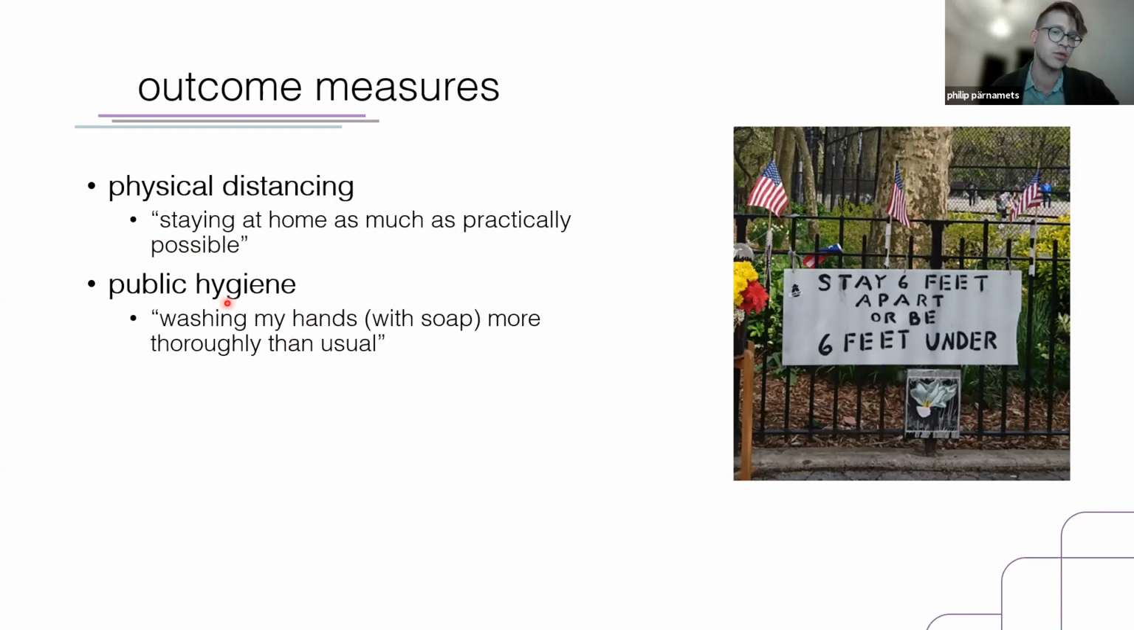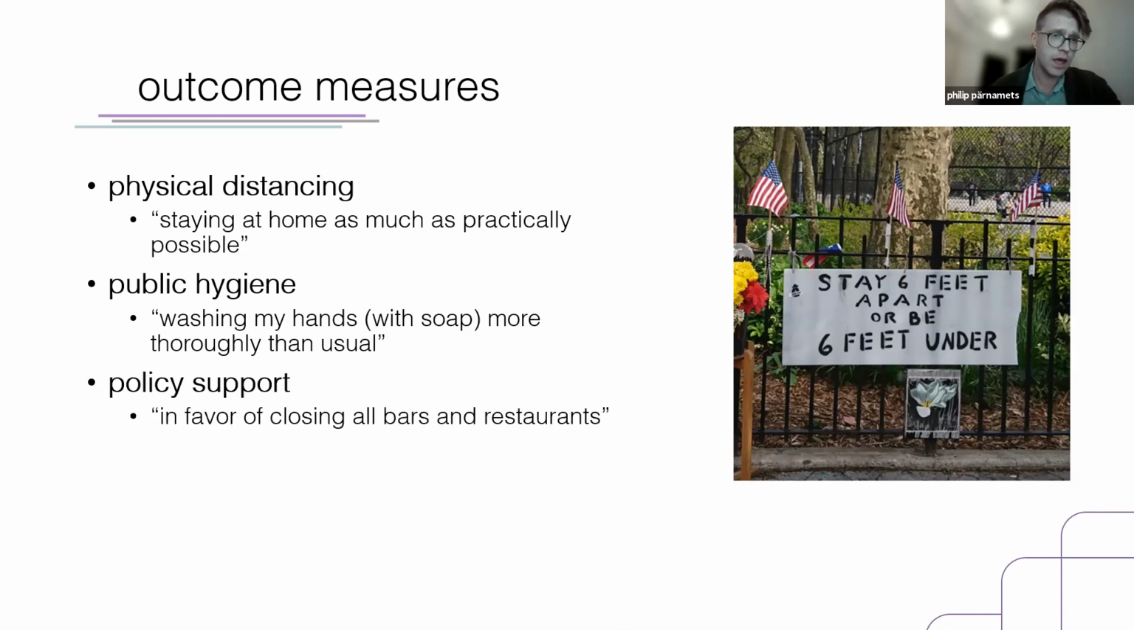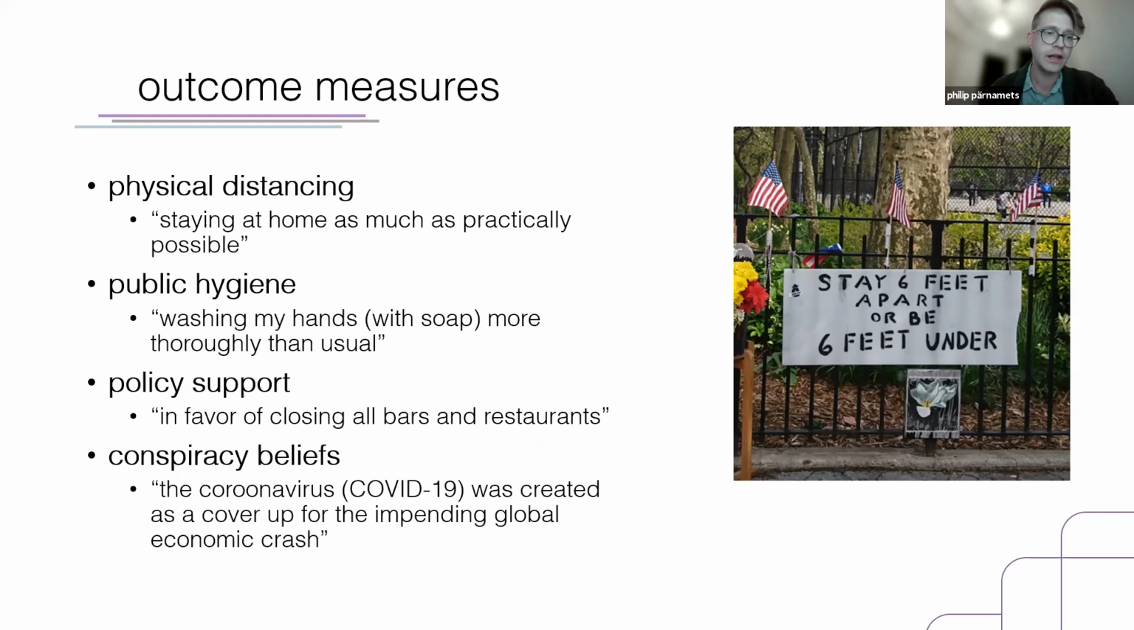Then a measure of public hygiene, with items such as washing my hands with soap more thoroughly than usual. The discourse has shifted a bit now, in 2021, in how we understand the pandemic, but when this was designed in April, May 2020, this was part of the advice being most publicly communicated by various agencies, including the World Health Organization. There were measures of policy support, such as being in favor of closing various things like all bars and restaurants, cultural institutions, and essentially pro-lockdown support. And finally, we have a 5-item conspiracy belief measure, and these are all COVID-19 conspiracies that at the time were circulating. Things like, the coronavirus was created as a cover-up for the impending global economic crash.